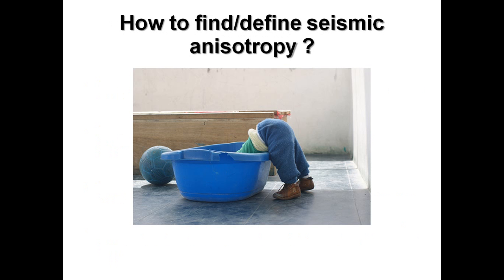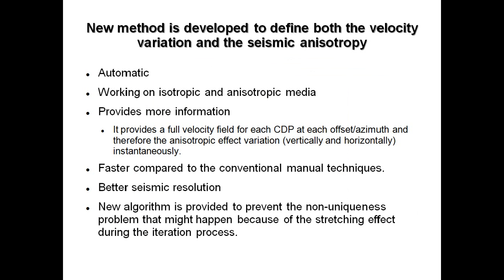The main question is how we can define seismic anisotropy in our case. We developed a new method which works automatically in isotropic and anisotropic media, and it gives you more information, as the output covers all the available offsets and azimuths within each CDP. And of course, it's faster compared to the conventional method.